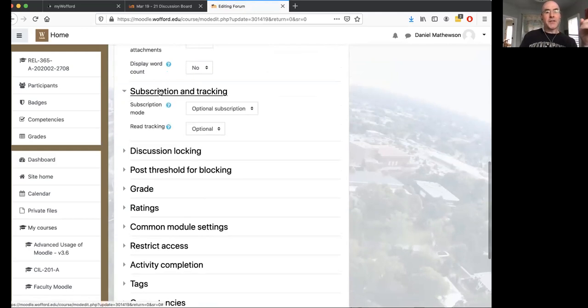Subscription and tracking. I just use this at the default, but what this does is you can force students to subscribe to the forum. What that means is that when someone posts a reply to one of their topics, they'll get an email that says so-and-so replied to your topic. And I actually think the email has the text of what that reply is.